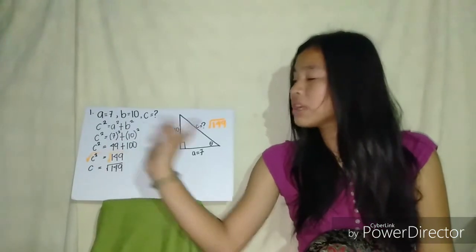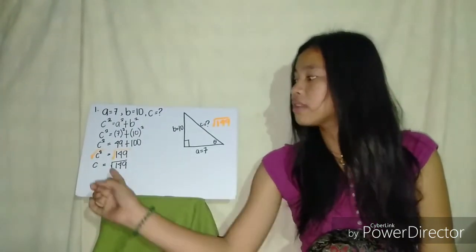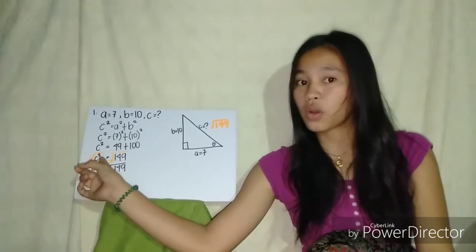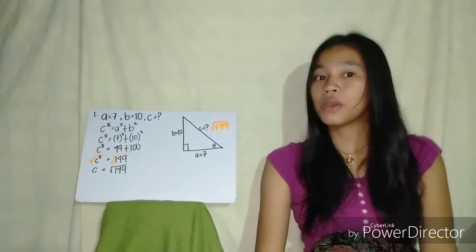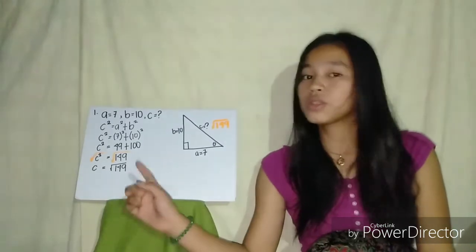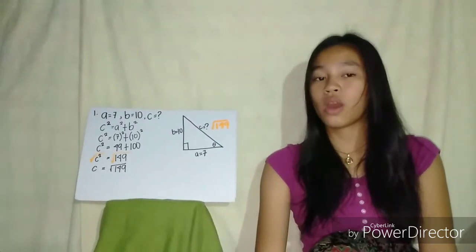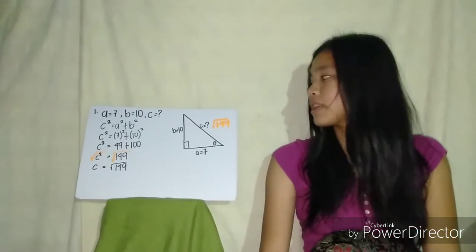We need to find C, and we cannot find C if there's an exponent here, so we need to cancel it by using a square root. So we need to take the square root of both sides. So C is equal to the square root of 149.